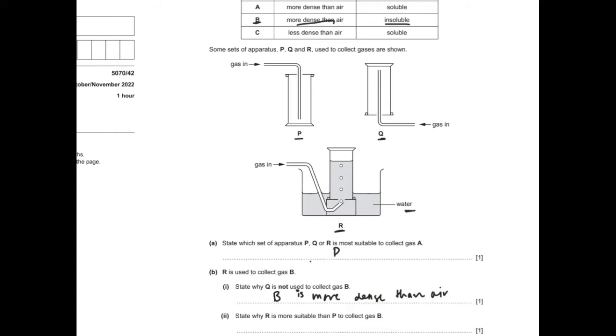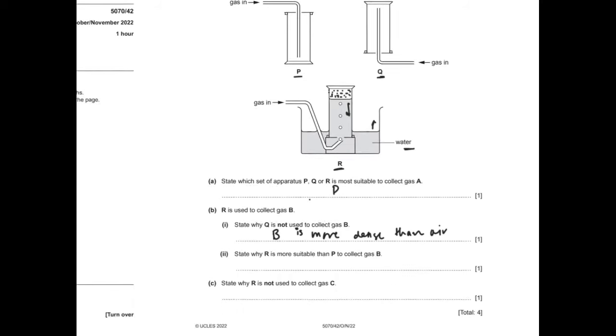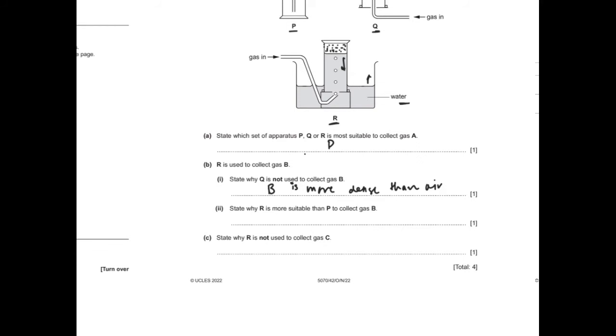But if you collect it over water, the gas will be collected over here. And once the jar is full, this will create pressure inside and this level would rise. Once this level starts rising, you will know that the jar is full. But with P, you will never know when the jar is full. So that's what you will write here, why R is more suitable than P.